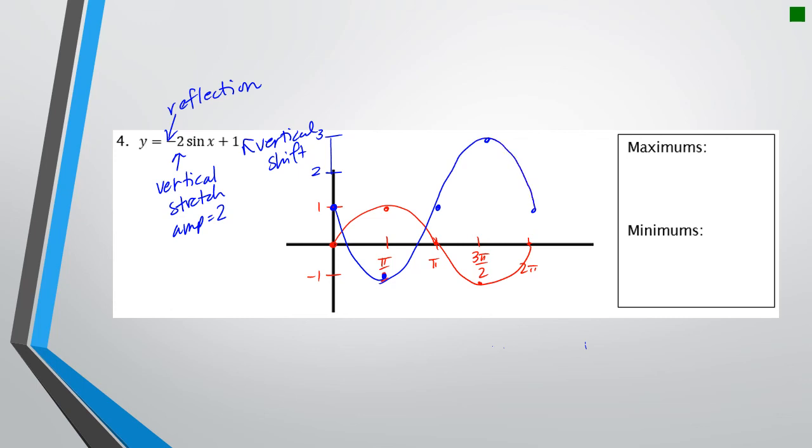Okay, so now it's asking me for maximums and minimums. There's only one of each. This is the maximum right here, and it's at the point 3 pi/2 and then 3. And then I have a minimum here. I didn't write that this is a max. I have a minimum here, which is at pi/2, -1.